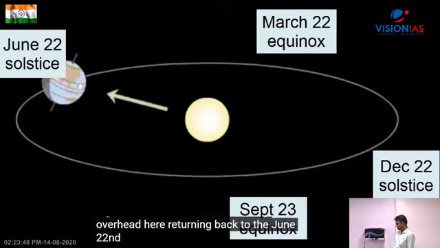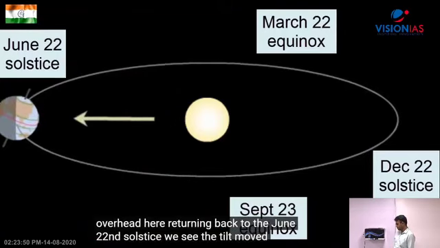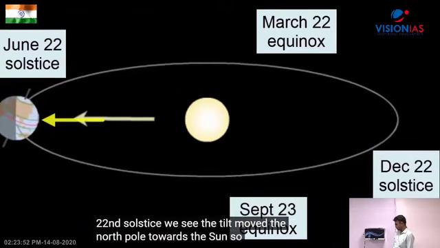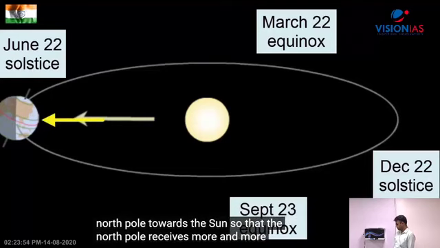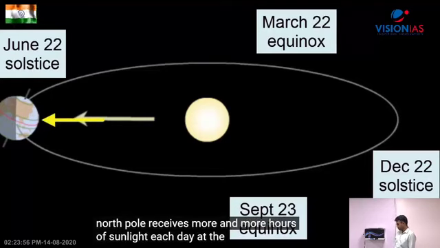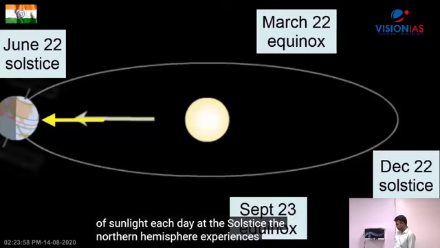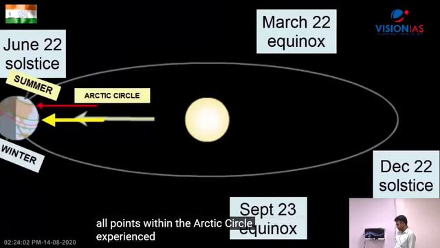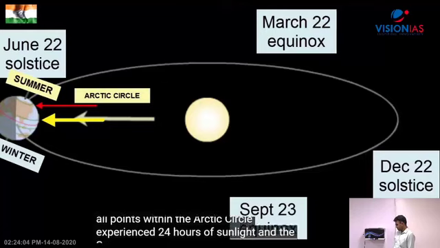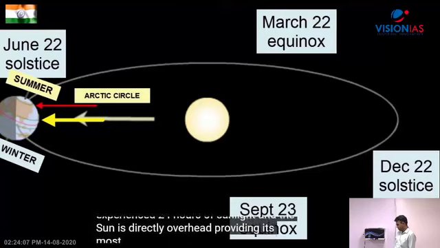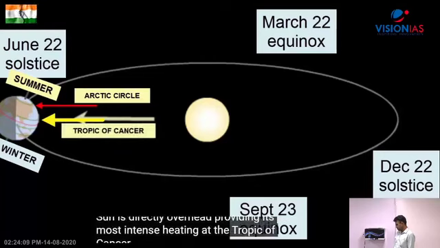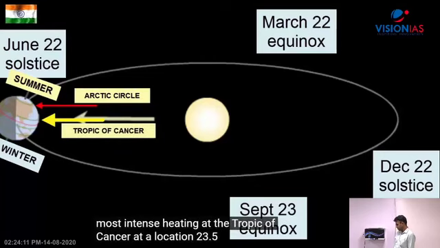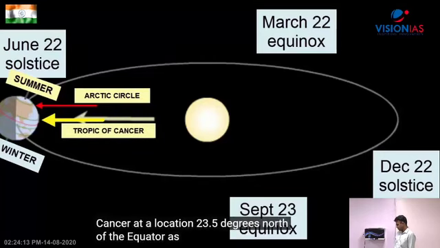Returning back to the June 22nd solstice, we see the tilt move the North Pole towards the sun, so that the North Pole receives more and more hours of sunlight each day. At the solstice, the northern hemisphere experiences summer. All points within the Arctic Circle experience 24 hours of sunlight, and the sun is directly overhead, providing its most intense heating at the Tropic of Cancer, at a location 23.5 degrees north of the equator.